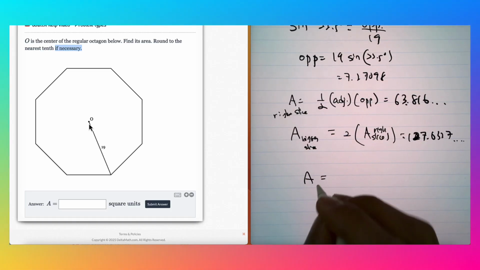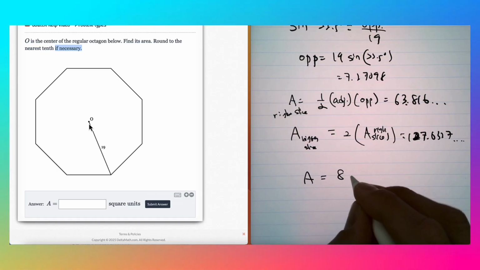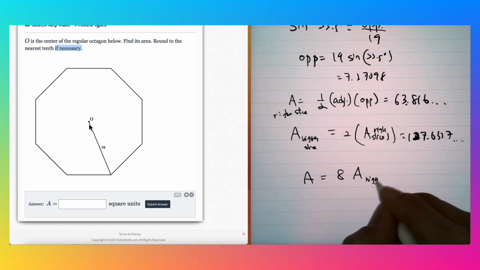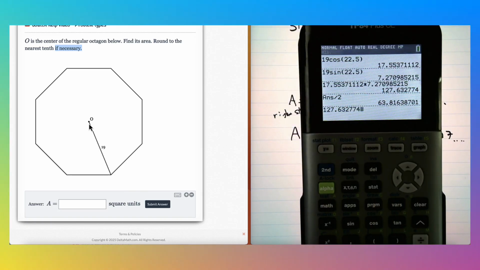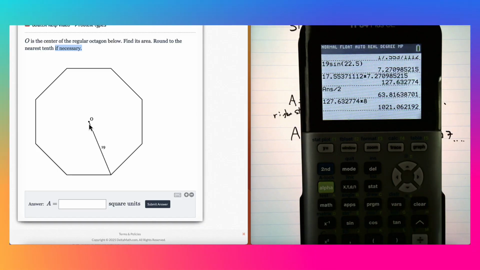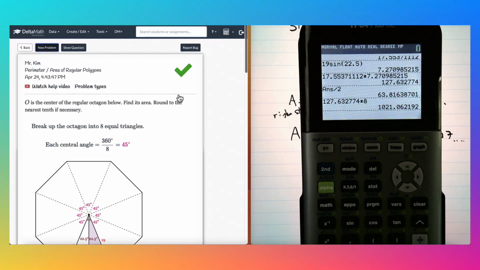So the area of this entire polygon is 8 times the bigger slice. Just multiply the 127 thing, press that times 8. You're gonna get 1021. Now we get to round it. So your answer should be 1021 point, because the hundredths digit is 6, you round up the tenths, so it should be 0.1. There it is.